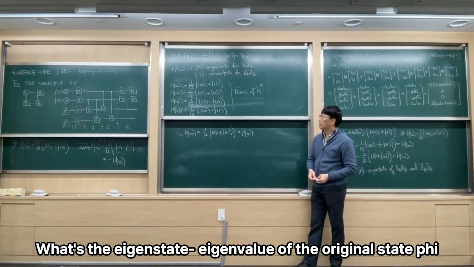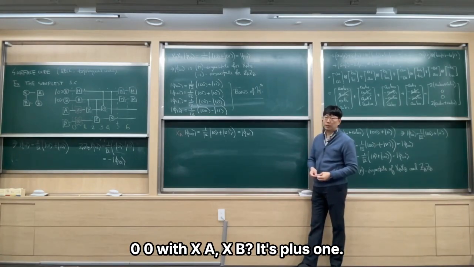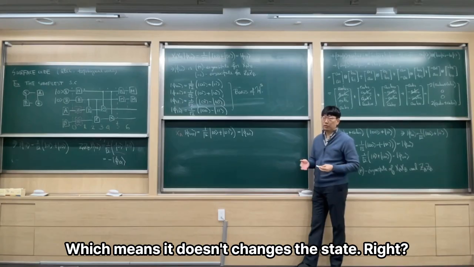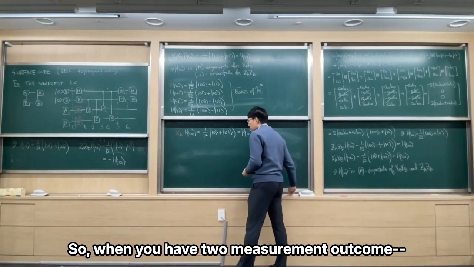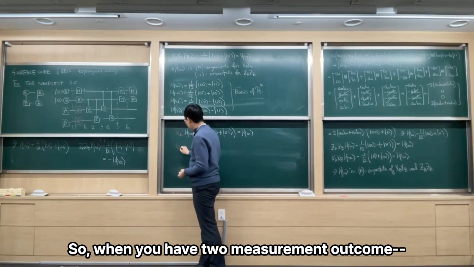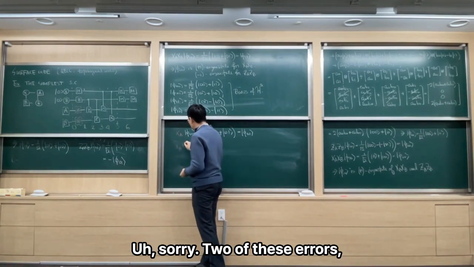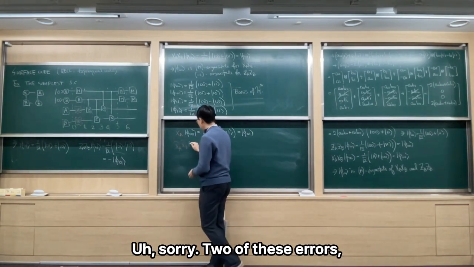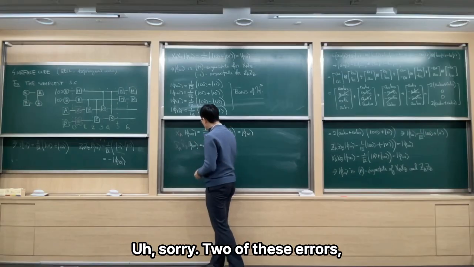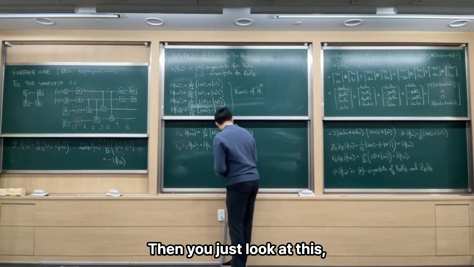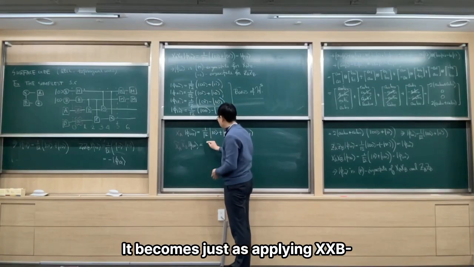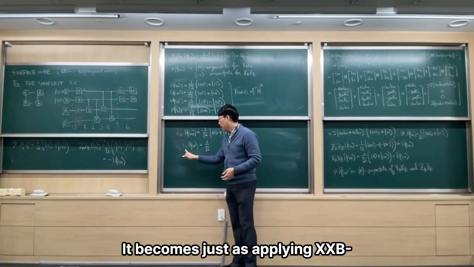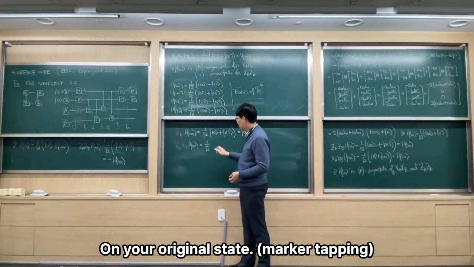What's the eigenvalue of the original state, phi 0, 0, with XAXB? It's +1, which means it doesn't change the state, right? So when you have two of these errors, then it's the same thing. When you just look at this, what happens to this quantum state? It becomes just as applying XAXB on your original state.